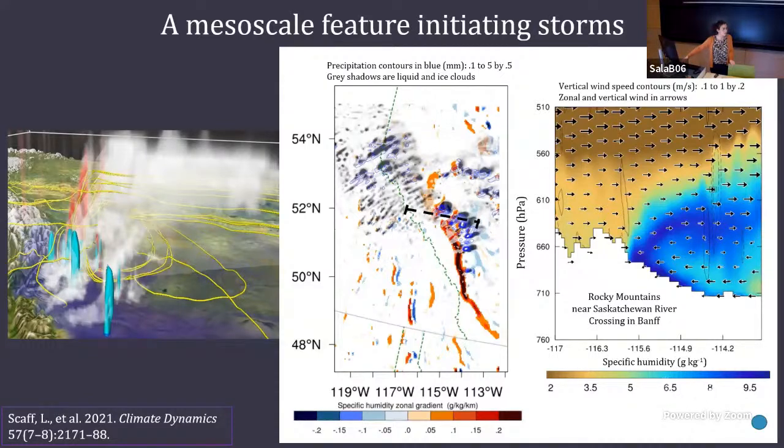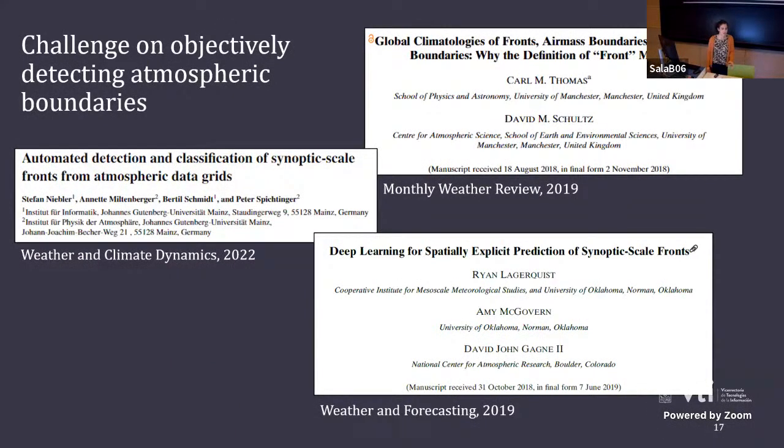Even nowadays, it's really hard to objectively identify atmospheric boundaries, something that is hard for frontal systems, for other types of boundaries like dry lines, outflows, etc. And I'm here highlighting 3 papers that are working on that using artificial intelligence as well. In this case, for frontal systems, which for us sounds like something synoptic scale, which is very defined in the literature, when we bring that to an actual algorithm to identify them, it's hard to get accurate results of what an experienced forecaster will find. And that's a challenge.